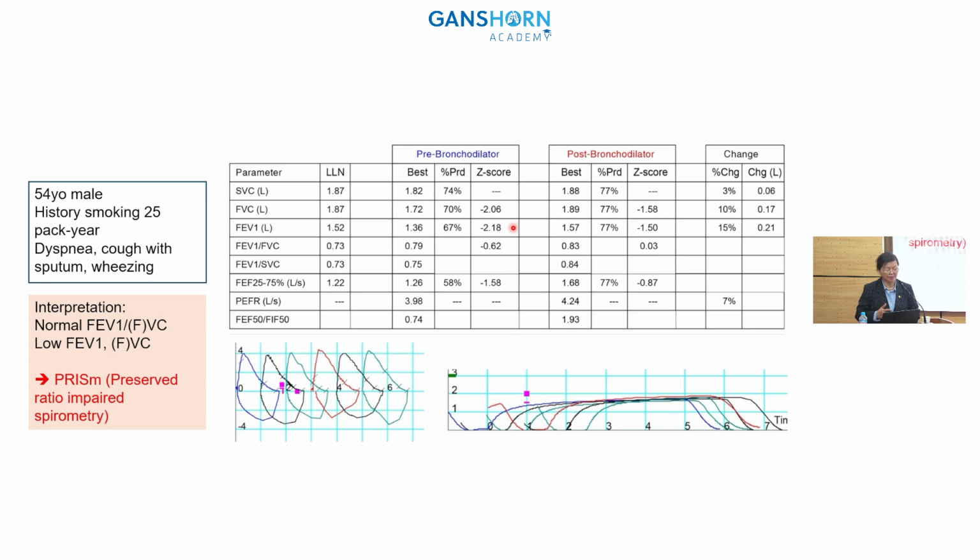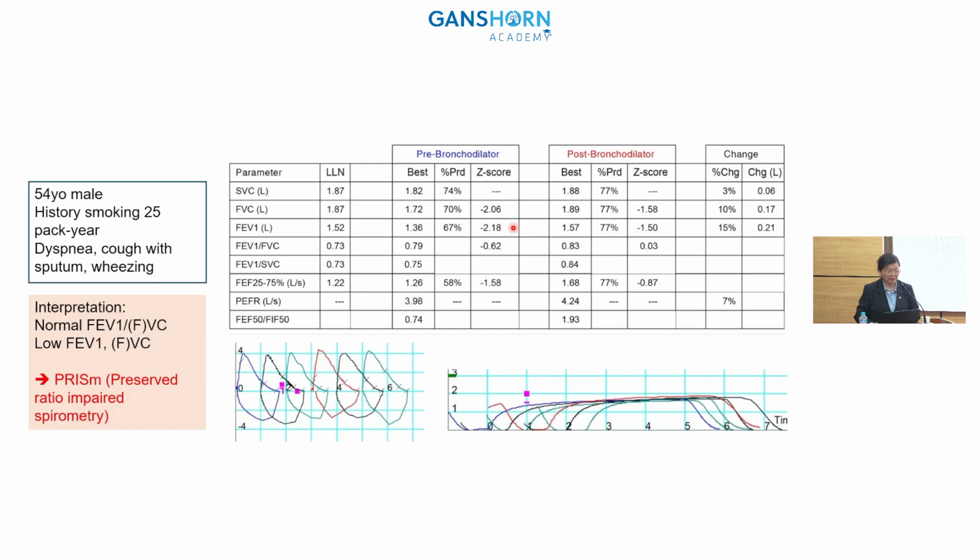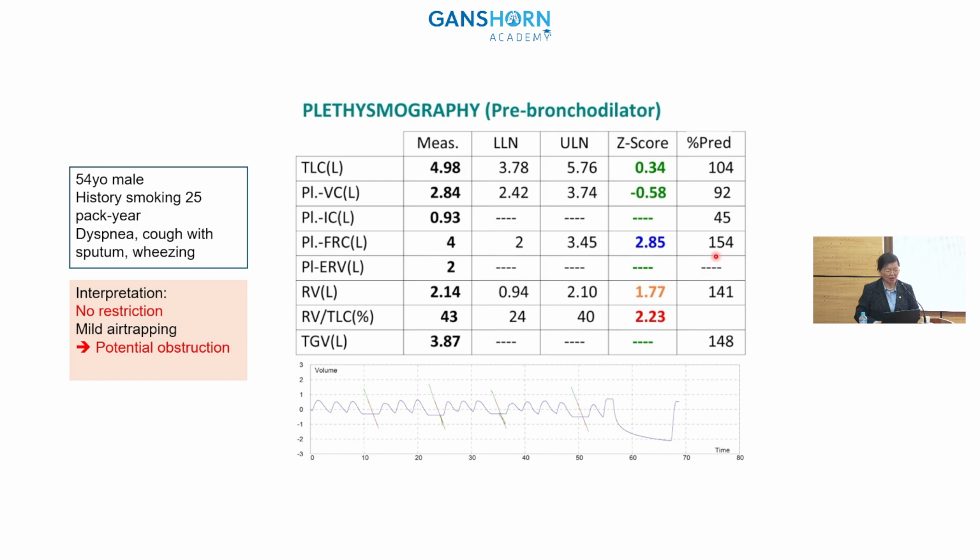In the past, we would explain it as a restriction, mild restriction, yeah? But now we have to use the term PRISm, and also follow up this patient because they can develop obstruction in the future. And also with this one, we will have a normal TLC, so there is no restriction.